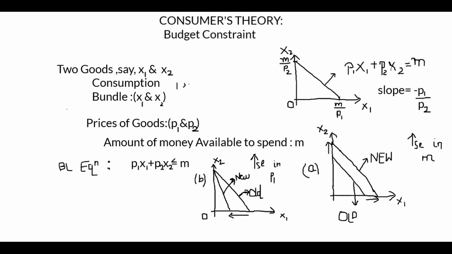The same can be done when there is an increase in the price of good 2, and this is how the budget line gets shifted, depicted in diagram C. As P2 increases, keeping P1 unchanged, the slope of the budget line gets flatter, as the absolute value of the slope P1 upon P2 falls. An increase in P2 will lead to a fall in the slope of the budget line.